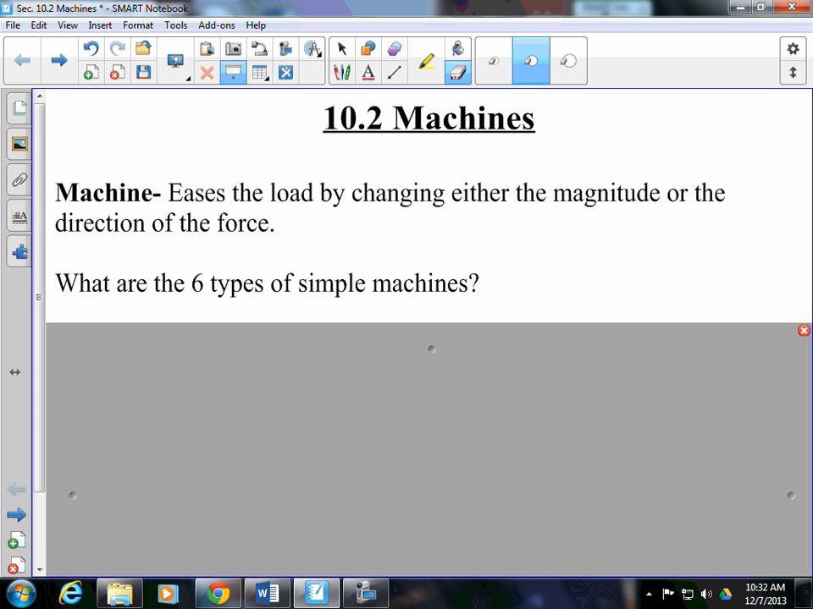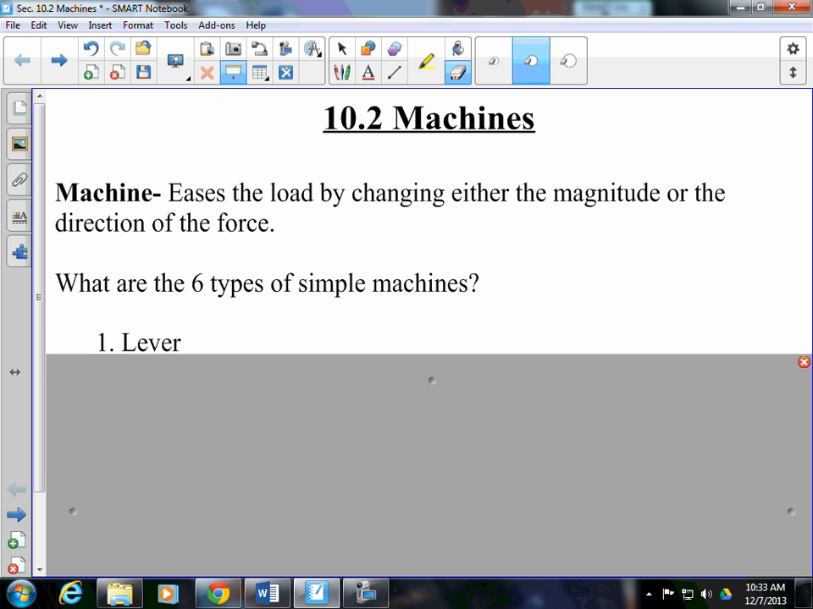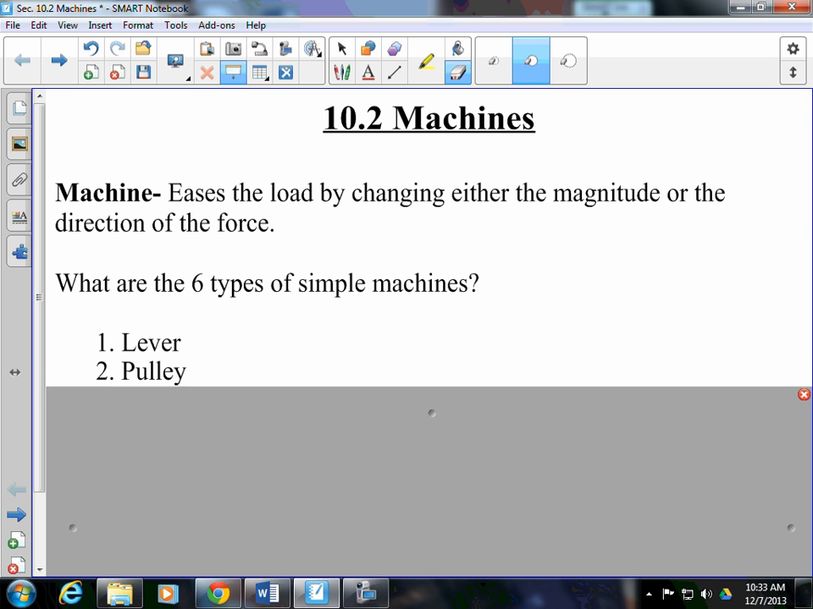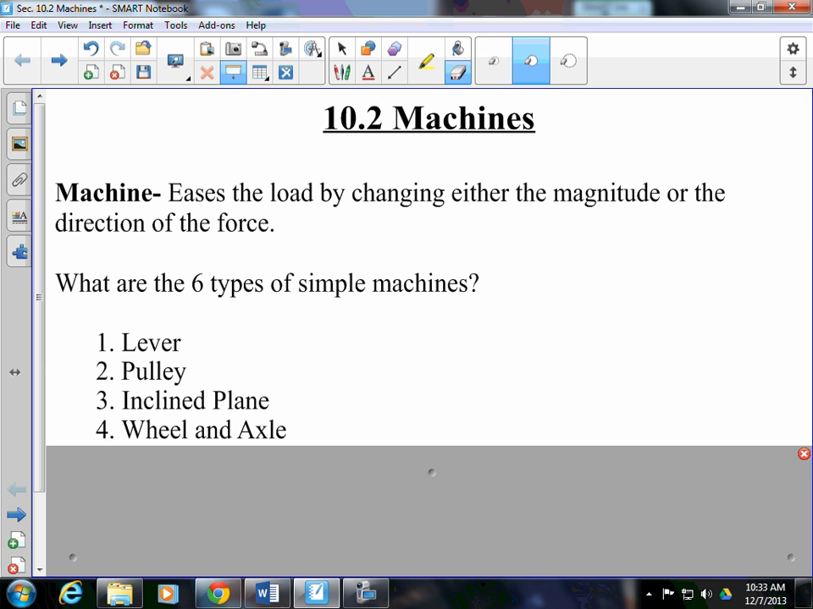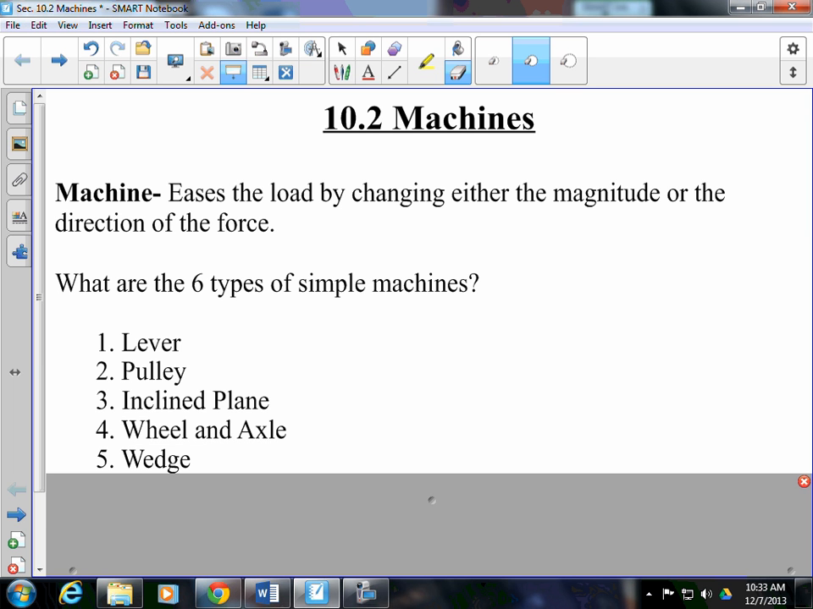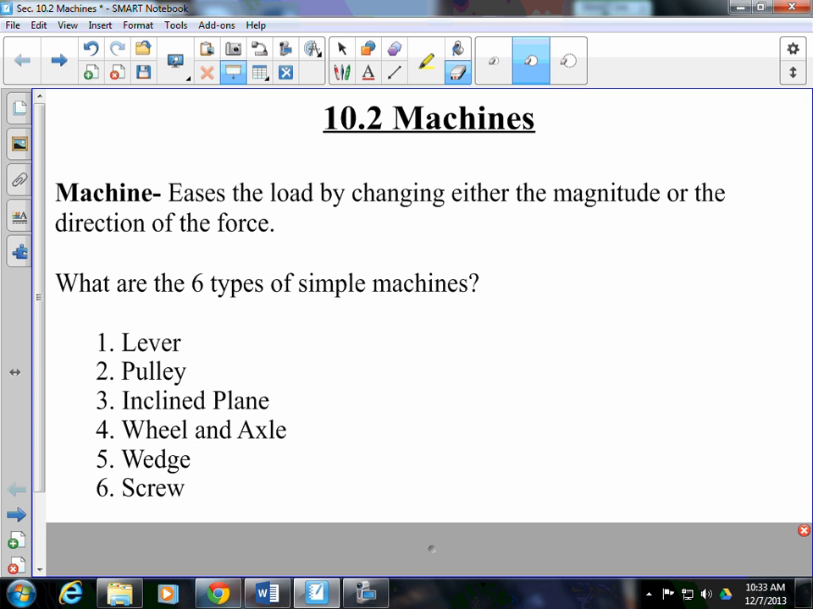So when we talk about simple machines, what are the 6 simple machines? Lever, and we'll talk a little bit more about what a lever is, or the 3 different branches of levers in a second. Pulley, inclined plane, wheel and axle, wedge, and last but not least, screw.